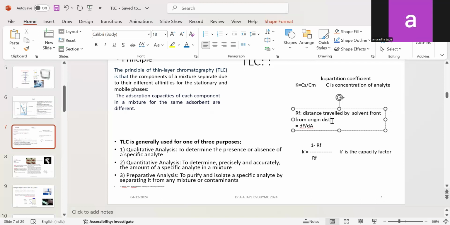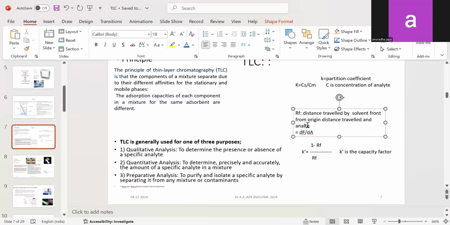When we complete the process of TLC, we take the TLC plate out, dry it, and measure the distances traveled by the solvent front and that of the analyte. Then we can take the ratio, and that will tell us the Rf factor of the particular analyte. This Rf, or the relative retention factor, can be used to find out the nature of the molecule.